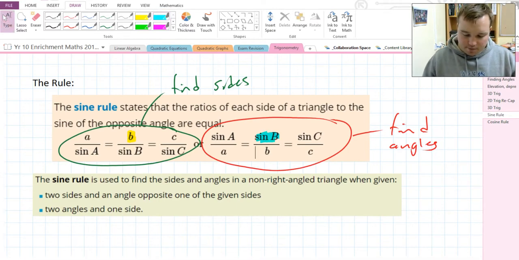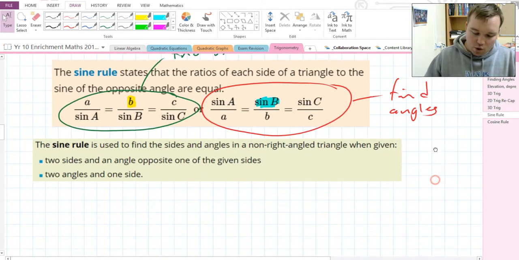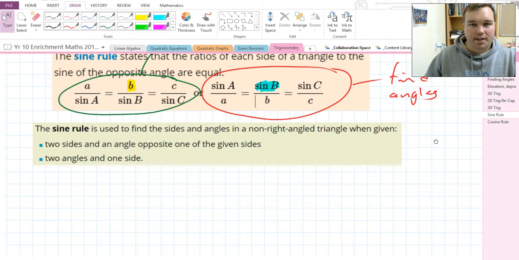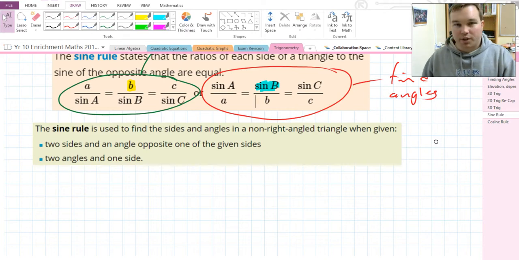All right. Now, it's used in non-right angle triangles if we're given two sides and an angle opposite one of those two sides, or if we're given two angles and one side. It is the most versatile one. It's the one we use most often. It takes a bit of practice to recognize when to use sine rule and cosine rule, and we will do that practice as we go through.